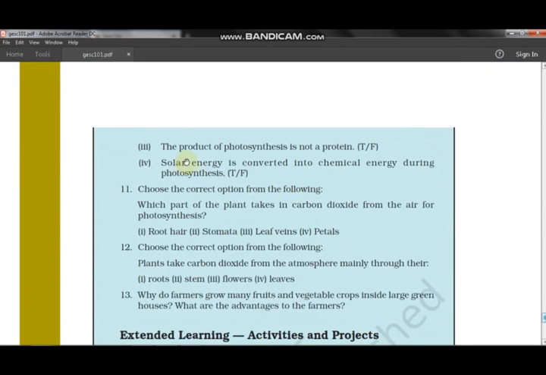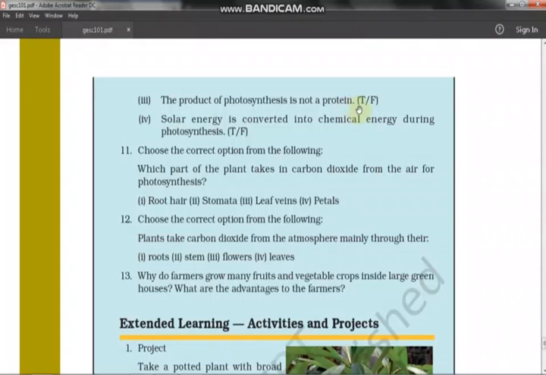Now the third one, the product of photosynthesis is not a protein. So it is what? It is true. Why? Because the product of photosynthesis is carbohydrate, not protein. So this one is true. Now the fourth one, solar energy is converted into chemical energy during photosynthesis. So it is true that solar energy is converted into chemical energy. So this is also true.